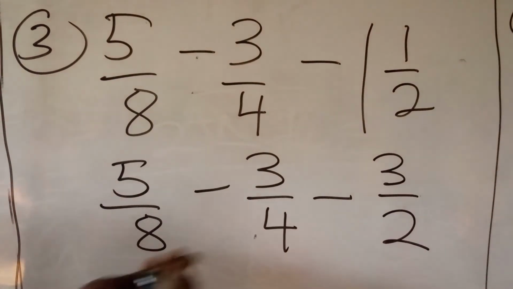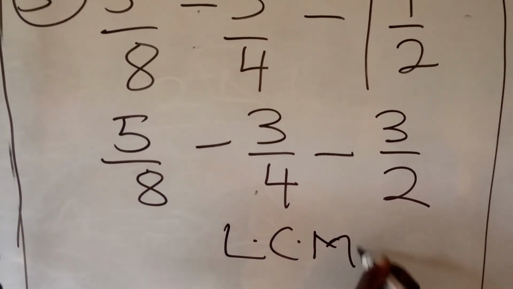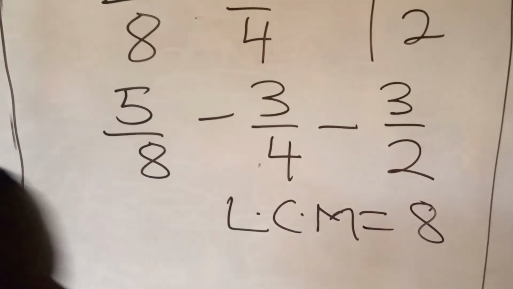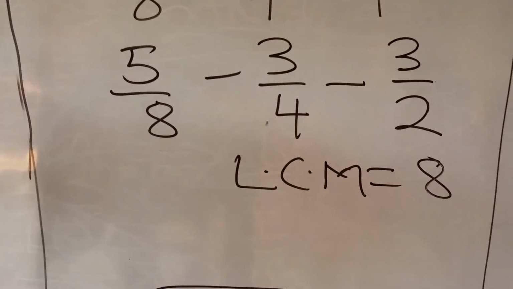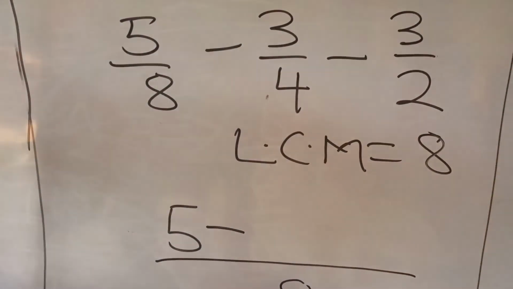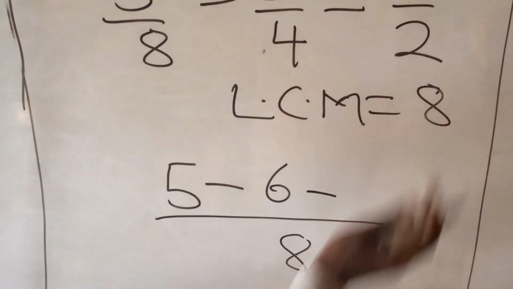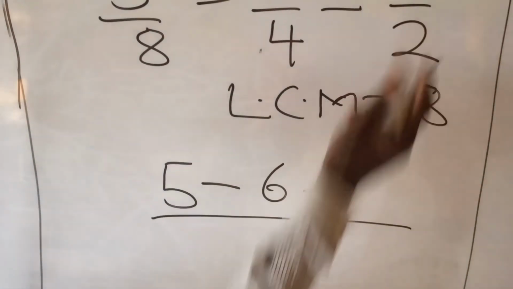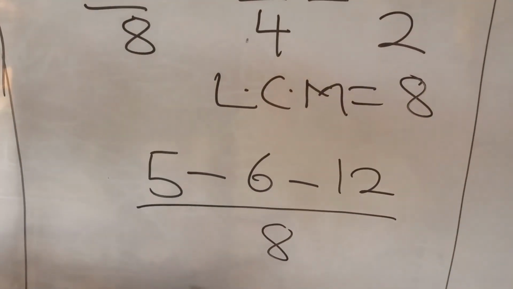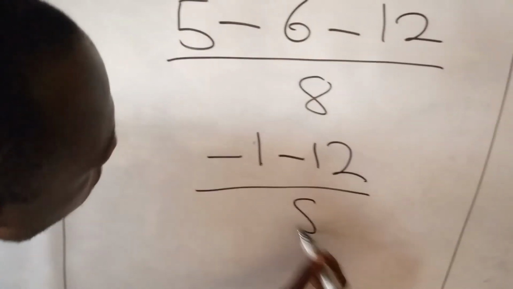And the least common multiple for these 3 numbers, once you work it out, is 8. You bring your 8 at the bottom. 8 goes into 8, how many? 1. 1 times 5, 5. Minus, 4 goes into 8, how many? 2. 2 times 3, 6. Minus, 2 goes into 8, 4. 4 times 3, 12. So 5 minus 6, we are getting negative 1 minus 12 over 8.